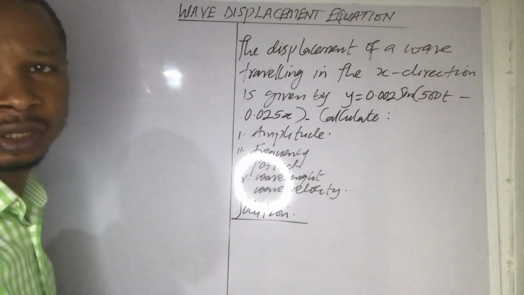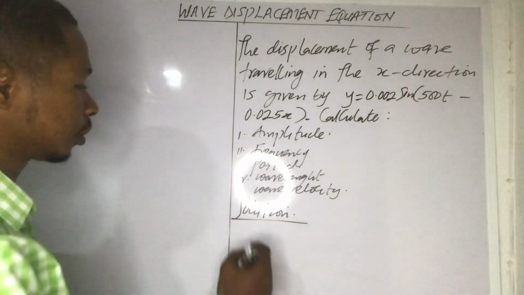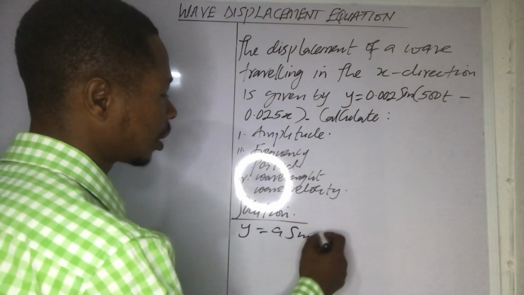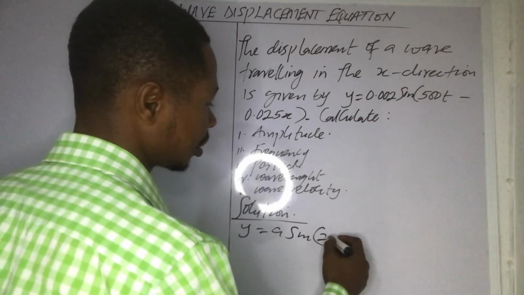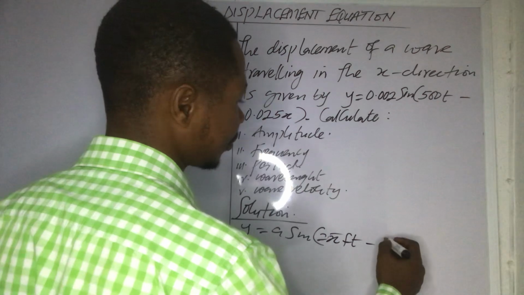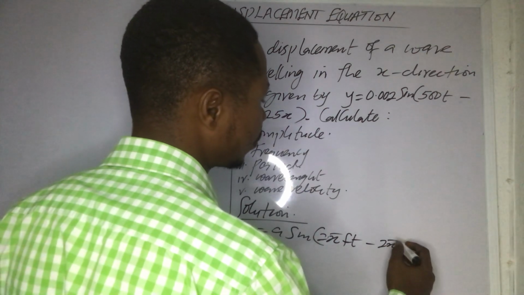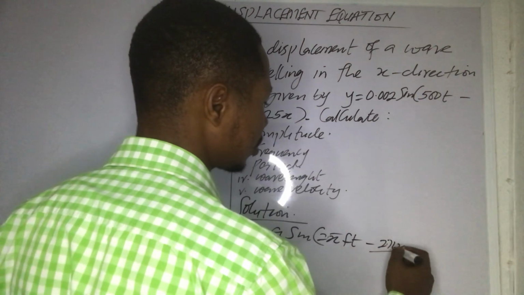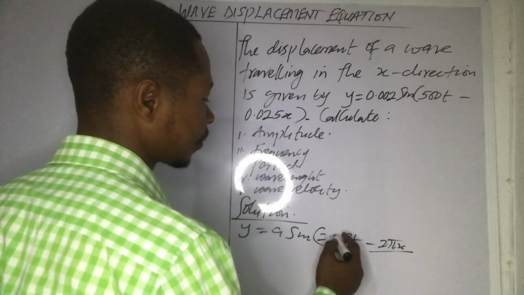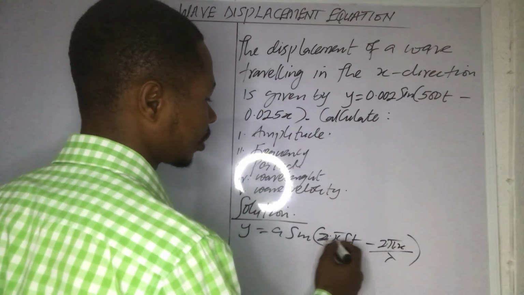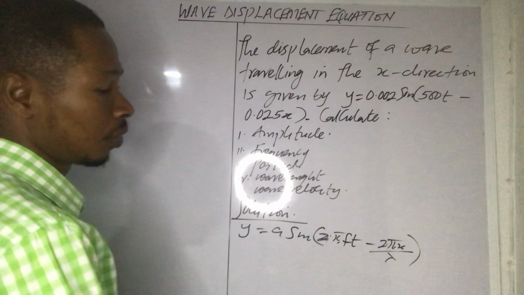You recall the solution, and you recall that the general wave equation is given as y is equal to A sine open bracket 2 pi ft minus 2 pi x over lambda. This is the general wave equation.